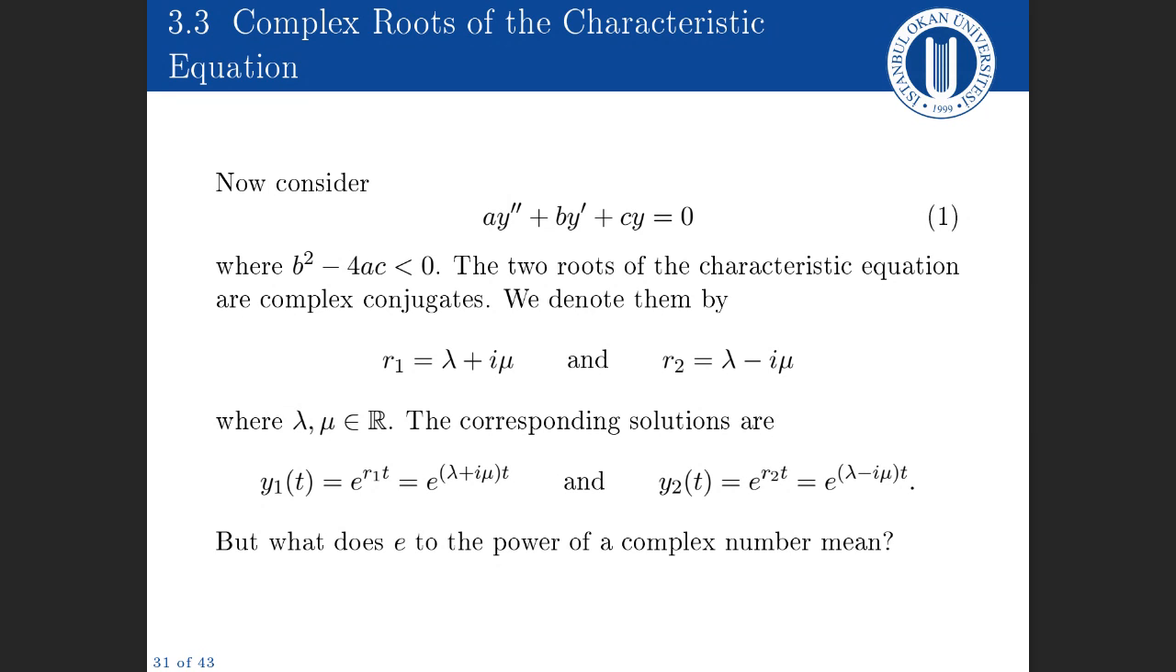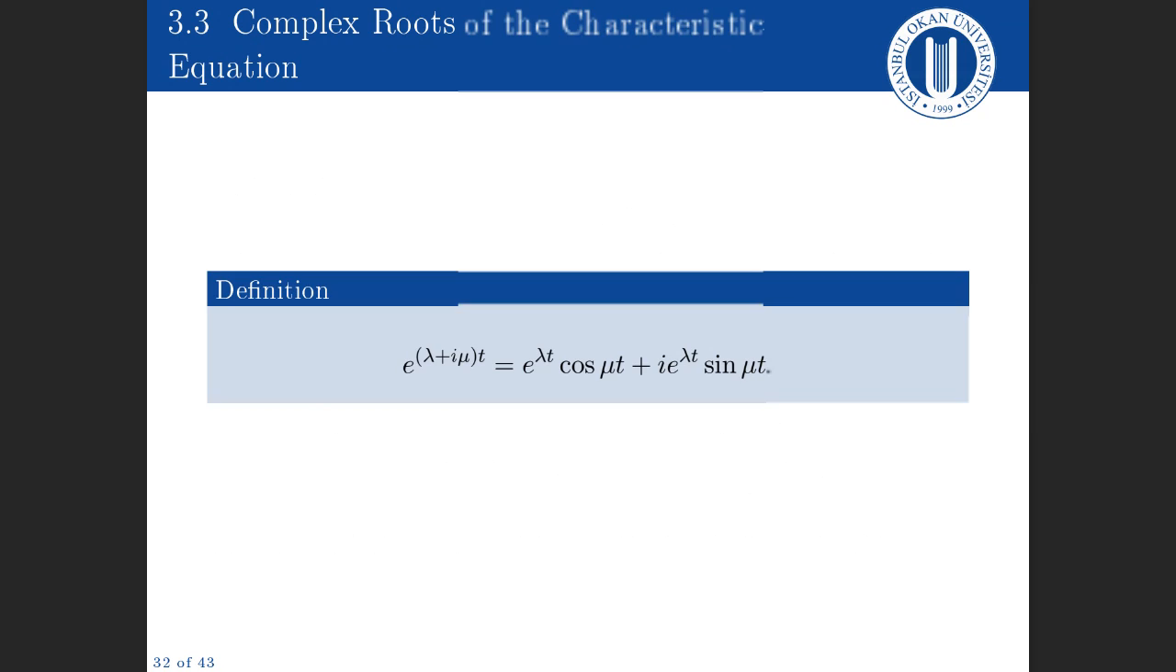But wait a minute, what does e to the power of a complex number mean? We have a formula due to the famous mathematician Euler. e to the power lambda plus i mu t means e to the power lambda t cos mu t plus i e to the power lambda t sine mu t. You might be thinking, why? Why do we want to do this? Let me show you why.